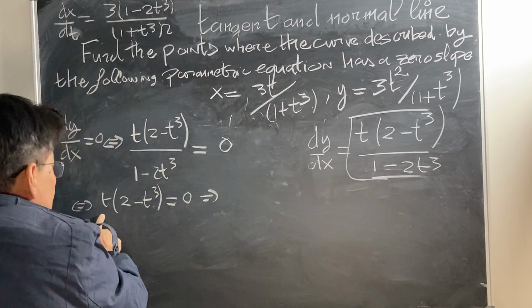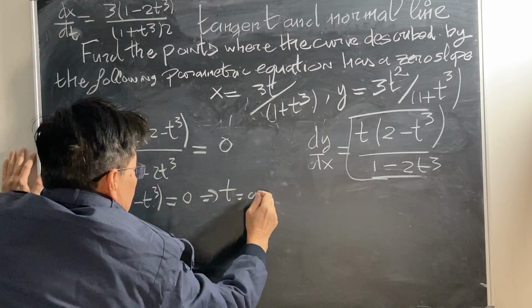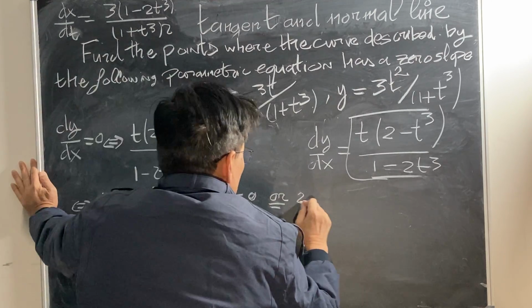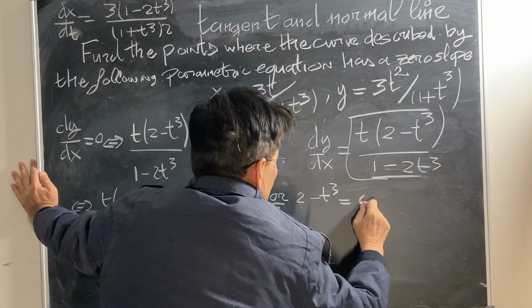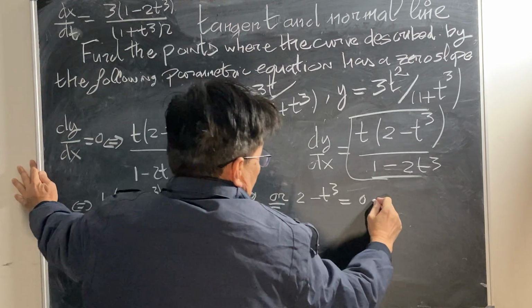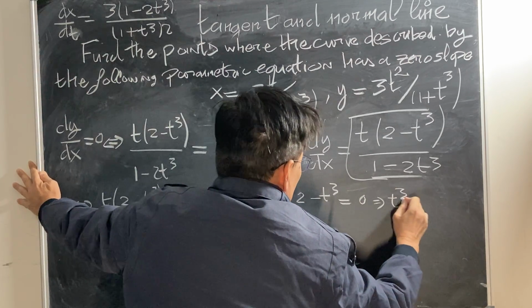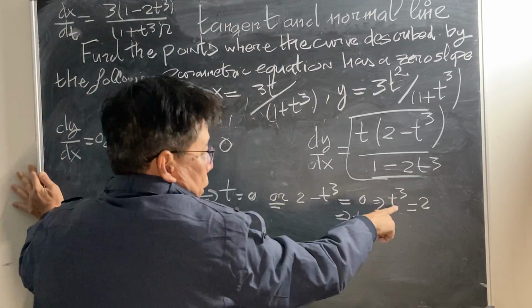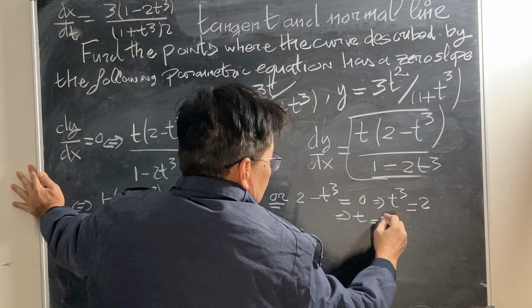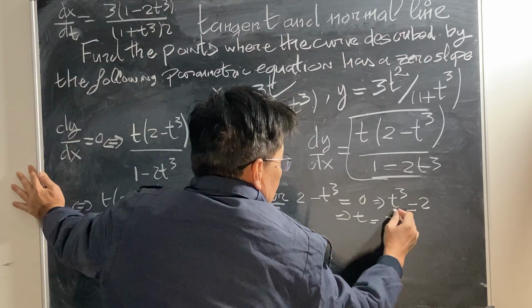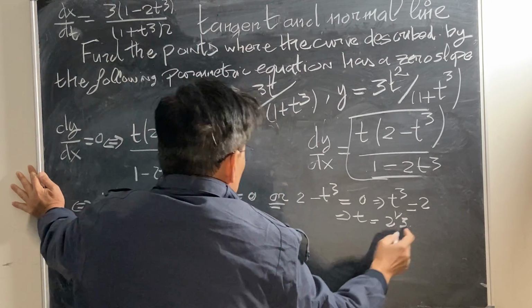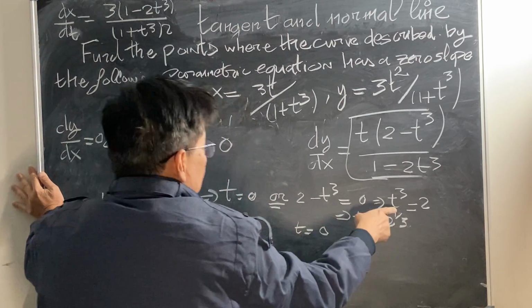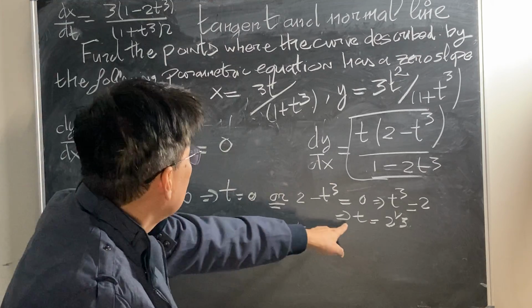So that means t equals 0 or 2 minus t cubed equals 0. For this one, t cubed equals 2, so taking the cube root of both sides, t equals 2 to the 1/3. Okay, so we have t equal to 0 or t equal to 2 to the 1/3, and you substitute into x and y.